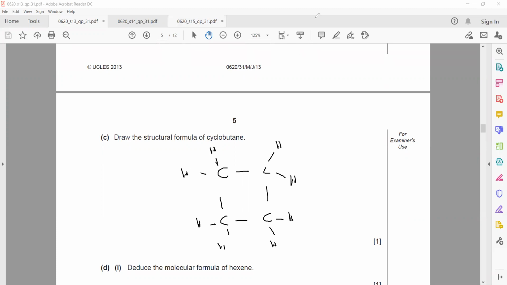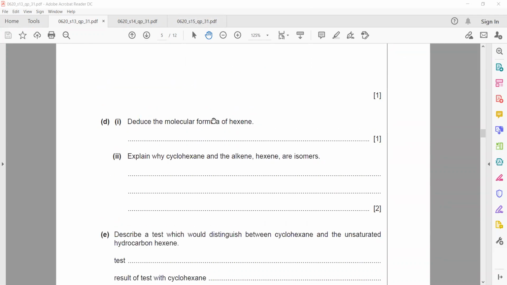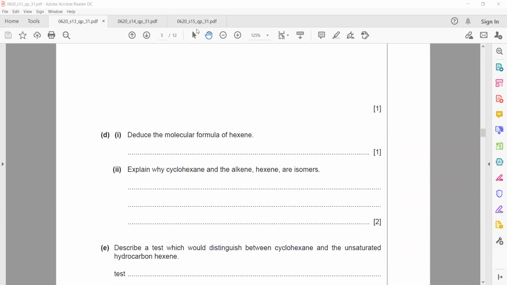So that is cyclobutane. Deduce the molecular formula of hexene. What is the molecular formula of hexene? Because it's an alkene, the number of hydrogens is twice the number of carbons. So C6H12.